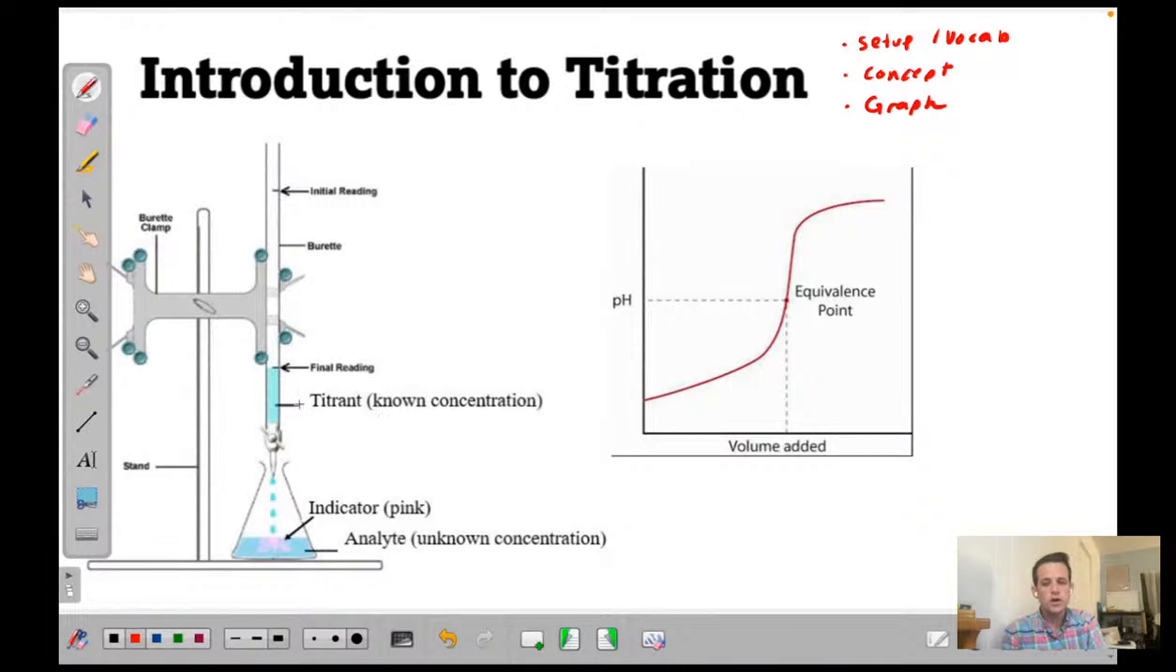The titrant is what you know and you're adding in the titration. The analyte is the thing that you're analyzing. There's usually an indicator. It doesn't always have to be pink. I think that's the main things you need to know.